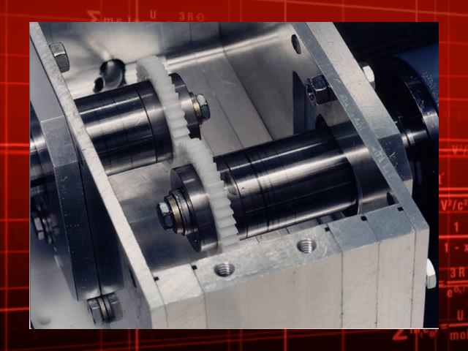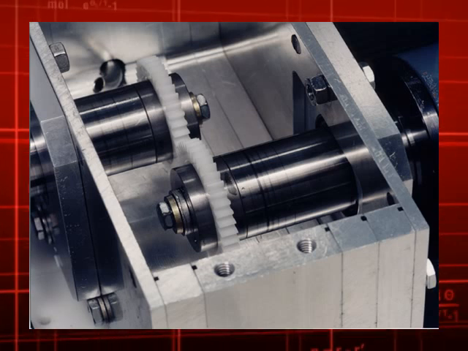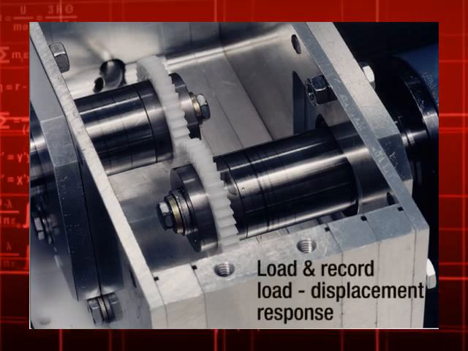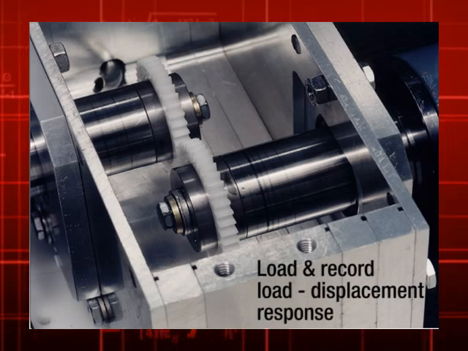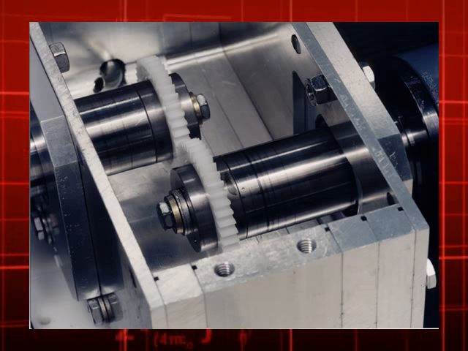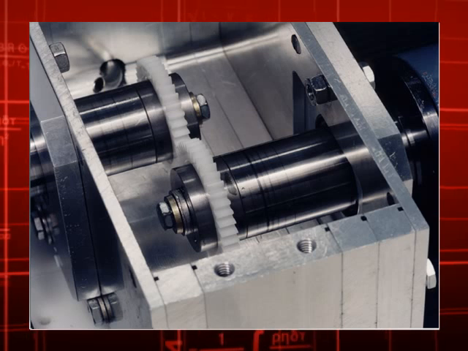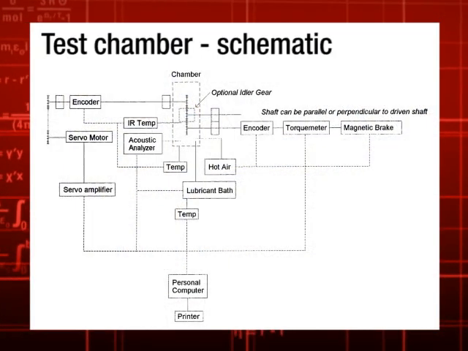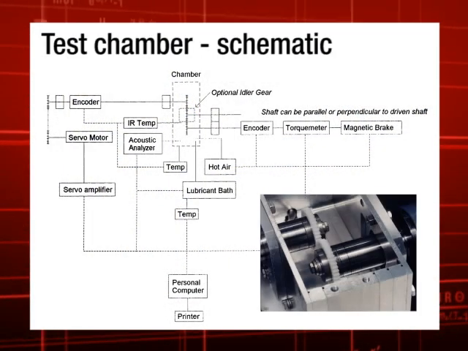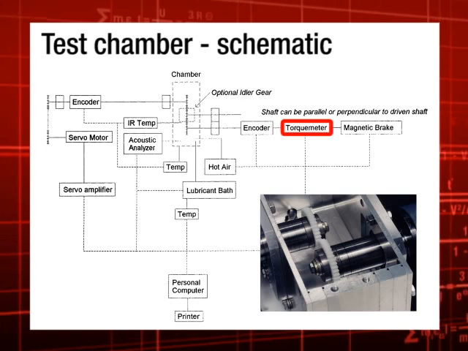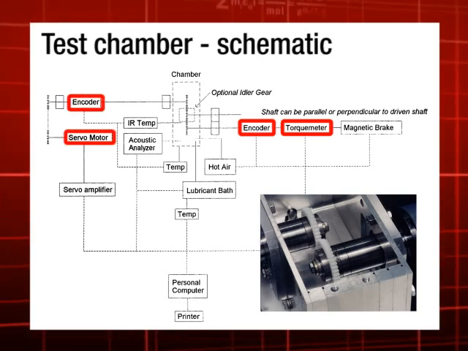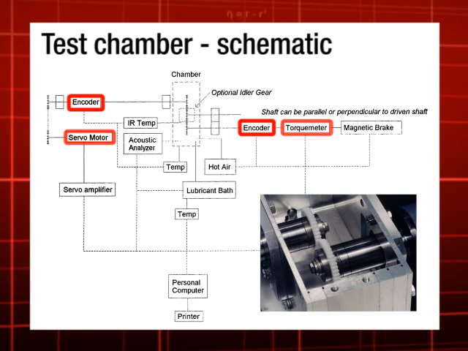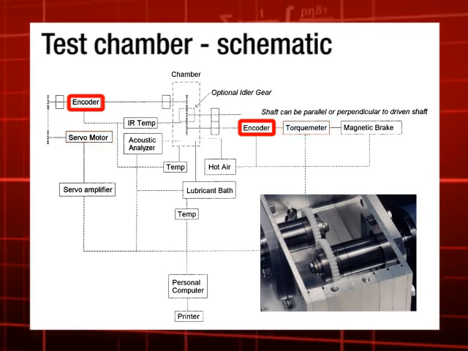A parallel axis gear testing machine developed by Ticona, shown here, was used to load and record the load displacement response of the gears. The test gears were lubricated with oil prior to loading. A schematic of the test chamber is shown here. Torque was measured on the stationary side and load was applied on the motor side. Two high-precision encoders were used to measure the angular displacement of both gears.